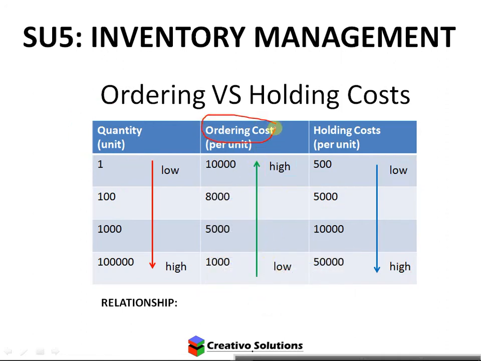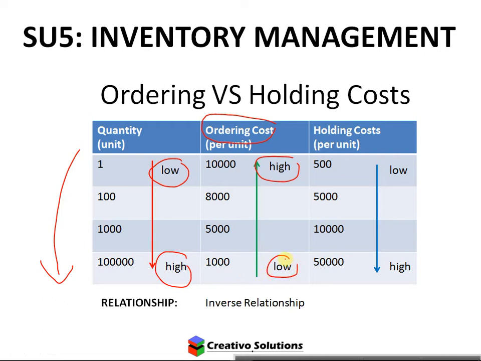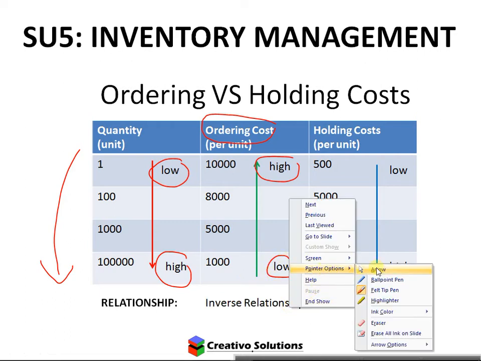Ordering? Is it linear? Does it always have to be a linear relationship? No. Is it an inverse or a direct relationship? Inverse. Why? When your quantity increases, your ordering costs decrease. So low here, high there. High here, low there. So the relationship would be inverse for ordering.